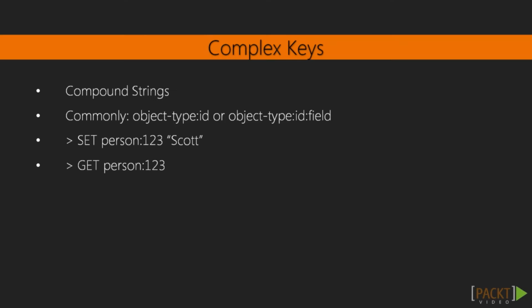Complex keys. So a complex key is nothing more than a compound string. So as I covered in the earlier video, all access into the database is through a key, which is a string. A complex key is nothing more than a compound string that allows you to create a scheme for accessing the data in your database. And some of the commonly used ones would be to use an object type:ID, or even object type:ID:field. And this just gives you a way of separating out the pieces of a key to allow you to have a more organized database.